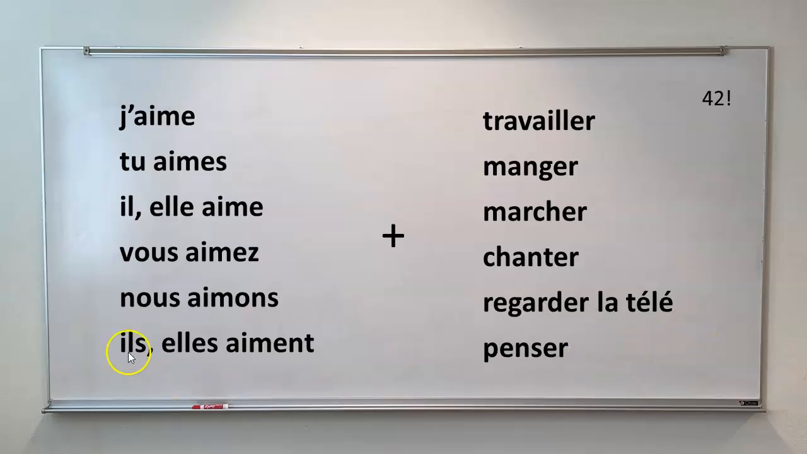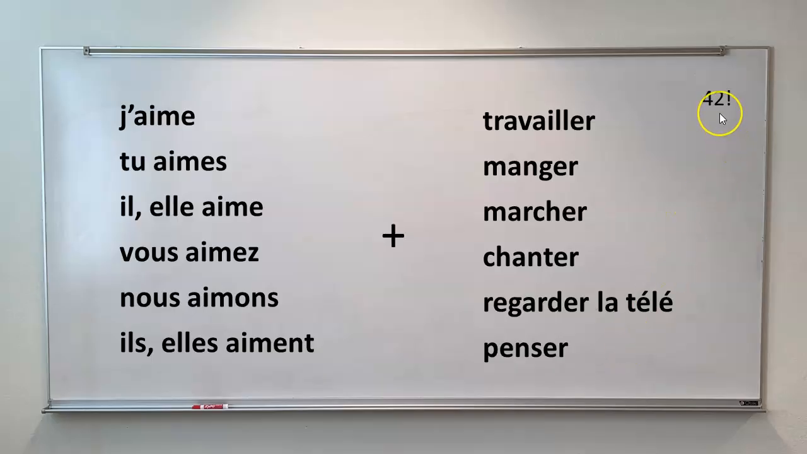They like, ils aiment or elles aiment. They like to work, ils aiment travailler, elles aiment travailler. They like to eat, ils aiment manger, elles aiment manger. They like to walk, ils aiment marcher, elles aiment marcher. They like to sing, ils aiment chanter, elles aiment chanter. They like to watch TV, ils aiment regarder la télé, elles aiment regarder la télé. They like to think, ils aiment penser, elles aiment penser.